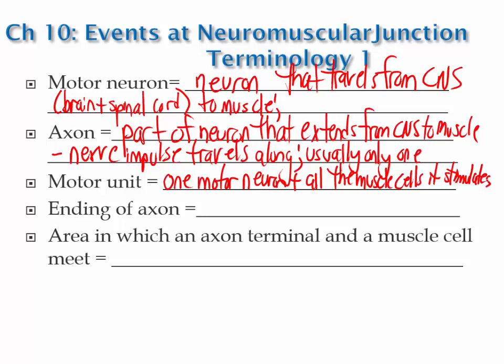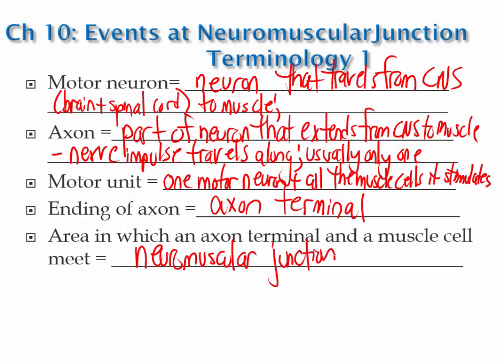Now, when you get to the very end of the axon, remember the axon travels from your brain and spinal cord all the way out to the muscle, the very end is called the axon terminal. And then the last thing is the area where the neuron and the muscle cell meet, which is called the neuromuscular junction. Okay, this is the meeting place, kind of like the junction between 93 and 95.